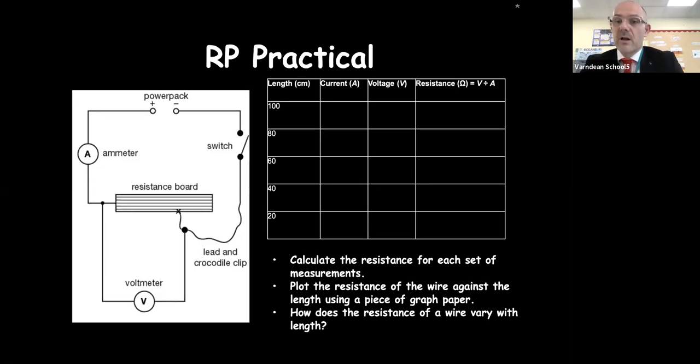I'm going to give you a clue now. The 6 marker for this week is about being able to write a clear, concise and valid method for this. To get all of the marks, you must talk about making it valid, about what you're going to measure, what you're going to keep the same, how you're going to calculate it, and what graph you're going to plot.